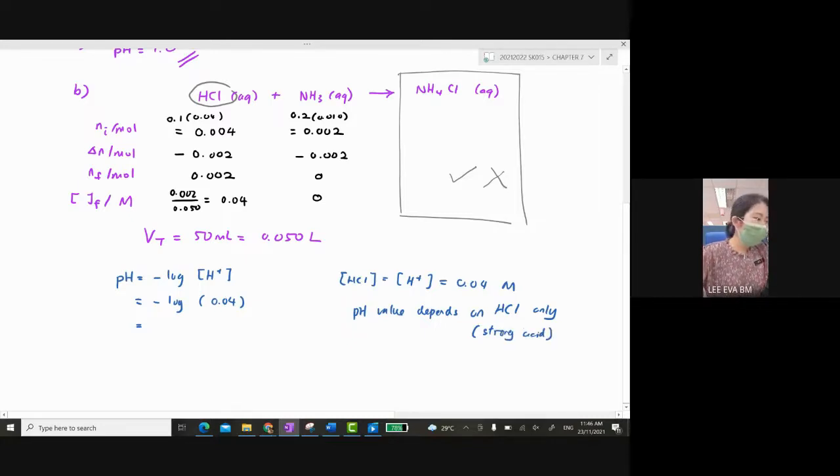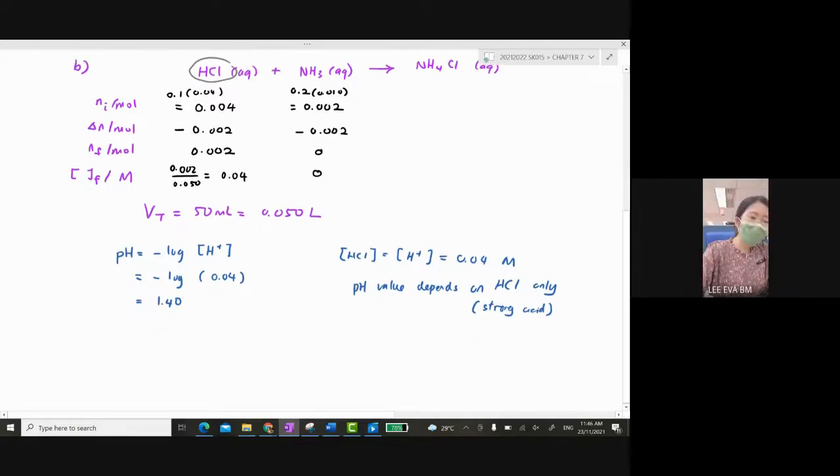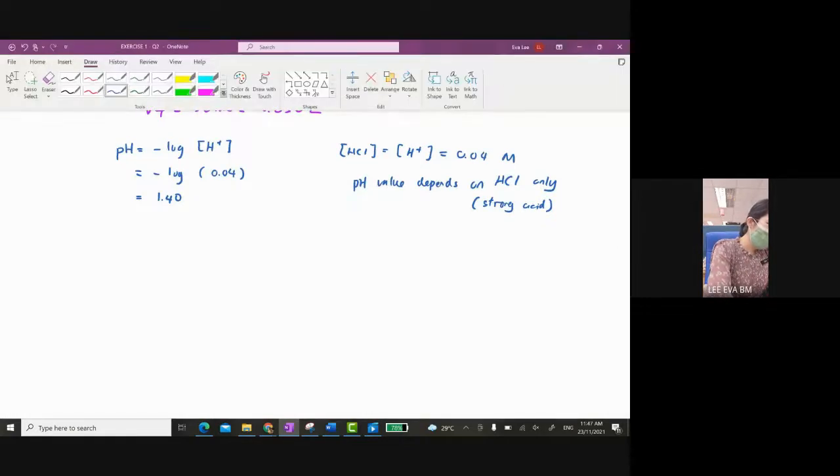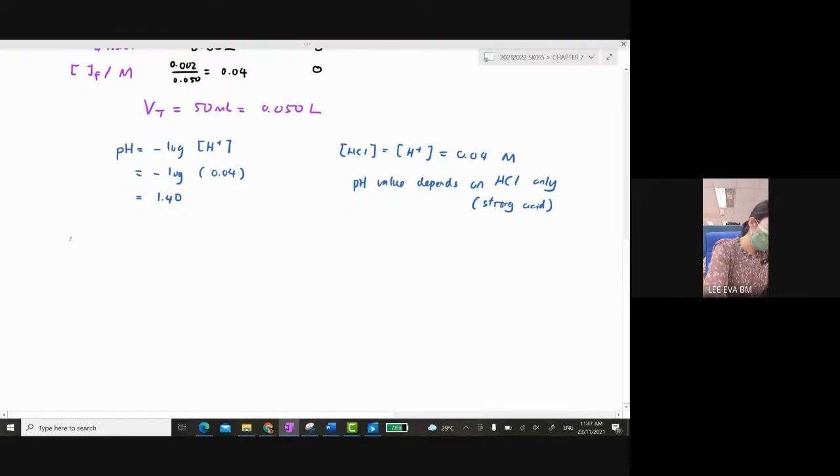Okay, what is the pH value that you have got over here? 1.4. 1.40. The rest of you agree? Agree. Yes. All right, so this is the pH when you just add a little bit of NH3. Okay, so part C, what do you want to do? Predict the pH at the equivalence point.